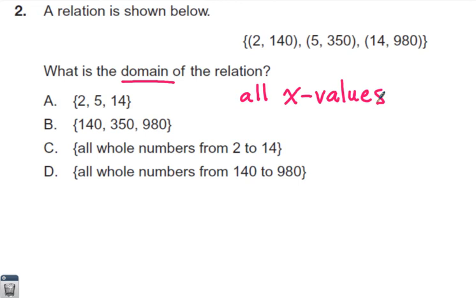Domain is the set of all x values. The range of a relation would be all of the y values. So remembering that this is just a list of ordered pairs, x value, comma, y value, x, comma, y, x, comma, y. So all of the x values would be 2, 5, and 14. You just go with all those separate x values for the domain.